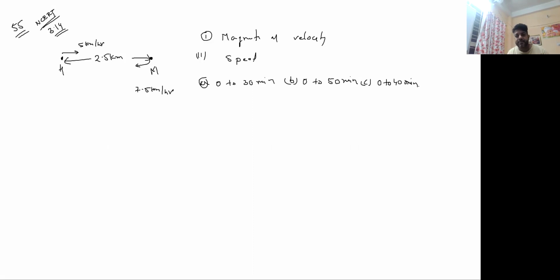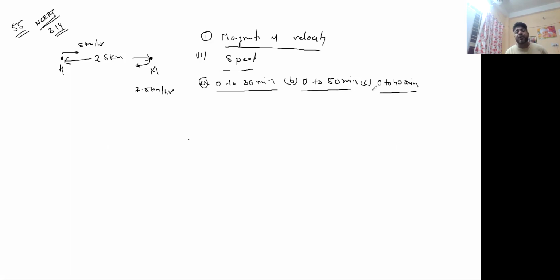You all understand the question, na? Yes sir. Try this question. See, it's a very simple question. सर, पहला वाला तो 0 होगा. सुनो ना, नहीं पहला वाला 0 कैसे होगा? It's a very simple question, and in this question you have two questions: magnitude of velocity and number two, speed. And here you have three parts. One is 0 to 30 minute, 0 to 50 minute, 0 to 40 minute. So basically यहाँ पे 6 question है, ठीक है?